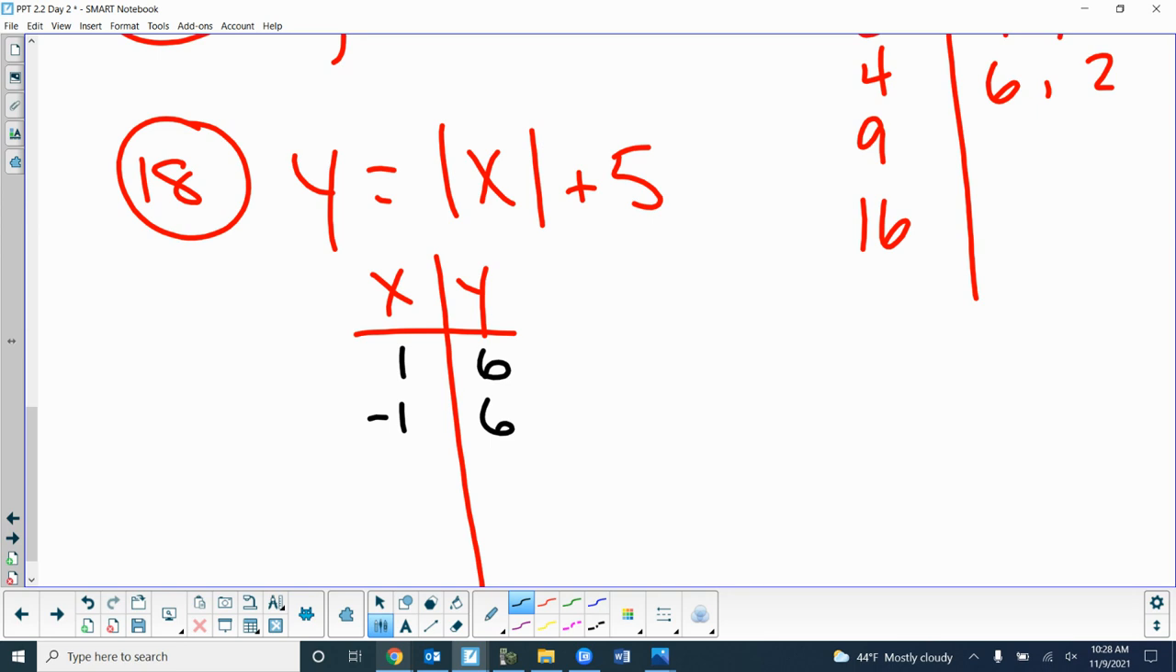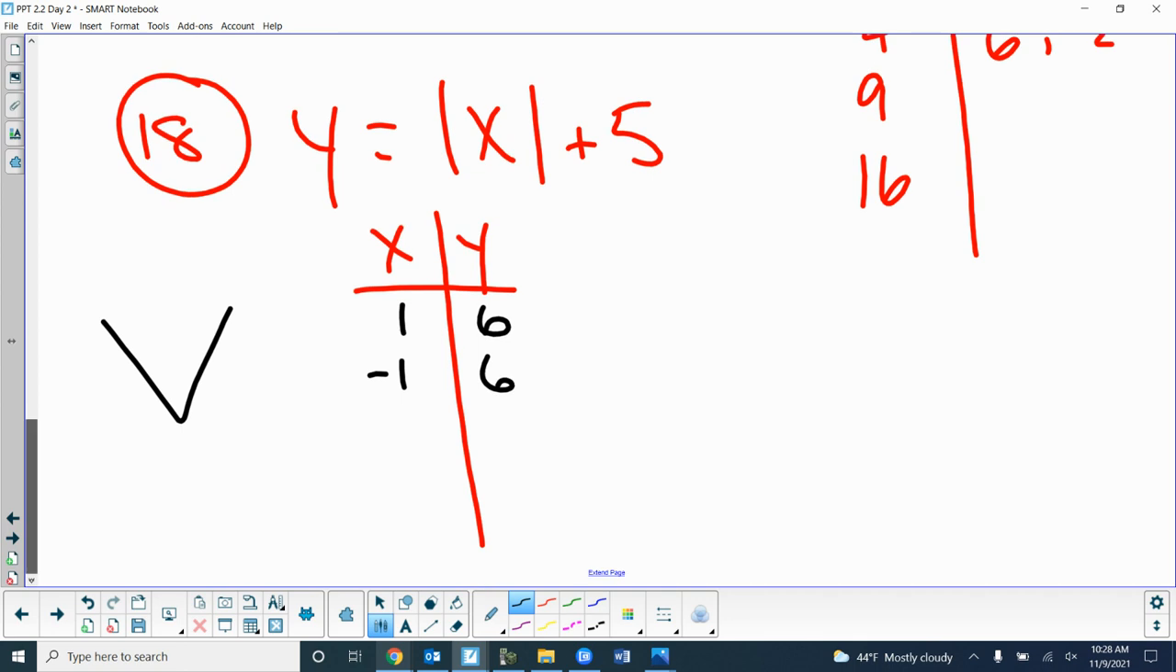When you graph an absolute value, it looks like a V, okay? We'll talk about the vertical line test in a few minutes, and you'll be able to tell just by looking at your V that it is a function, by looking at the vertical line test.